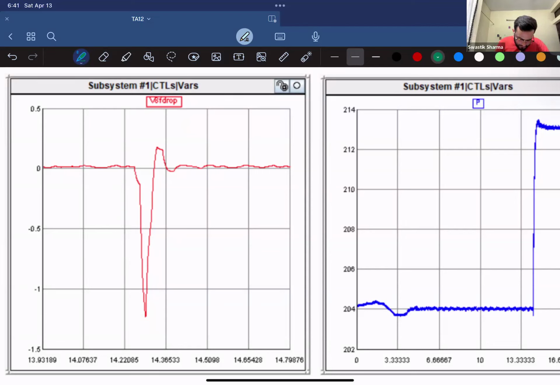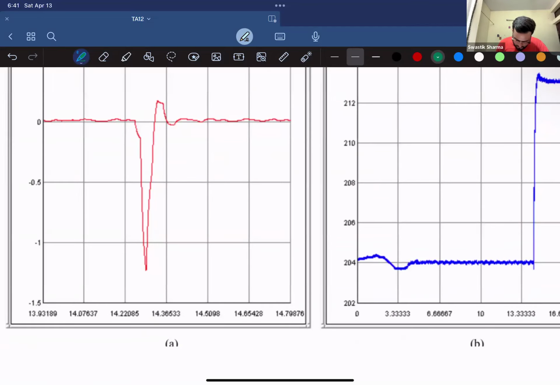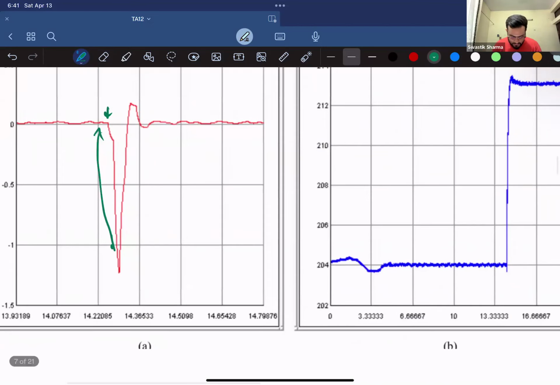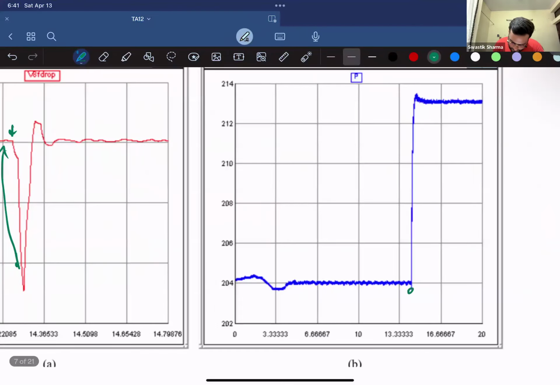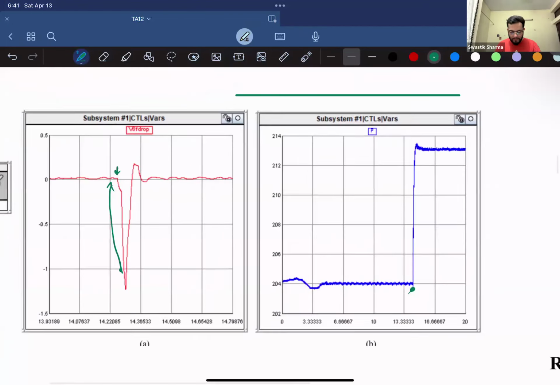So you can see that. It went down to -1 hertz, right? So 50 hertz minus 1 is 49 hertz. And at the same time, your virtual synchronous generator kicked in and introduced power into the system.